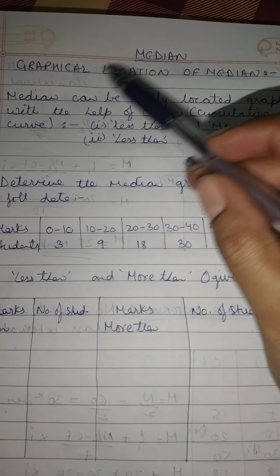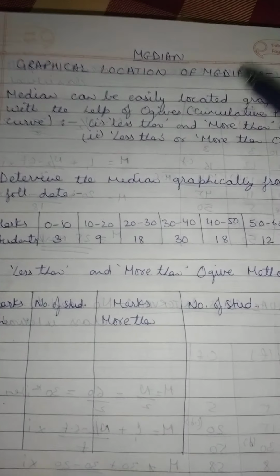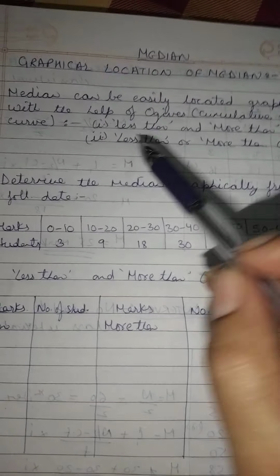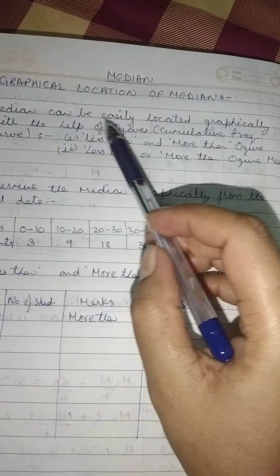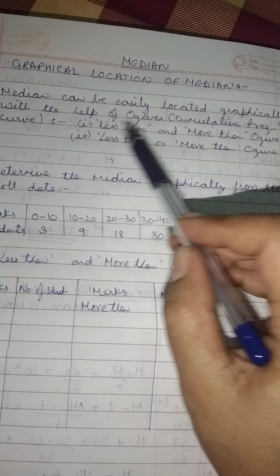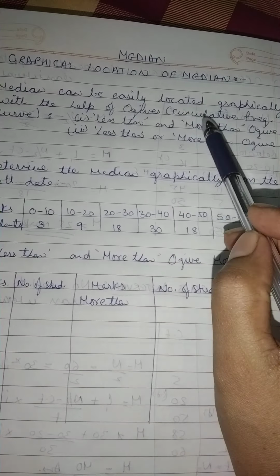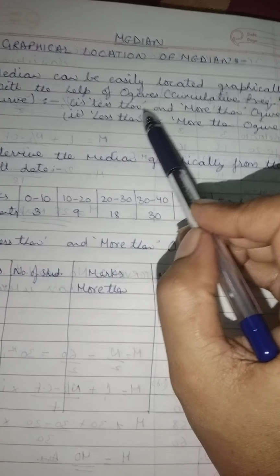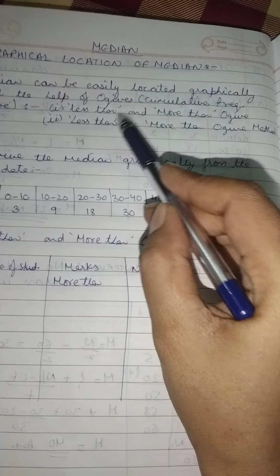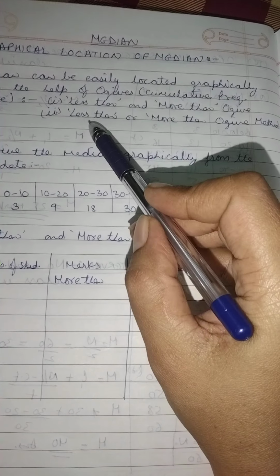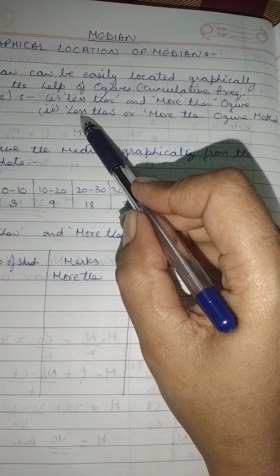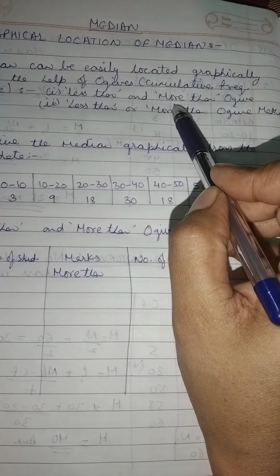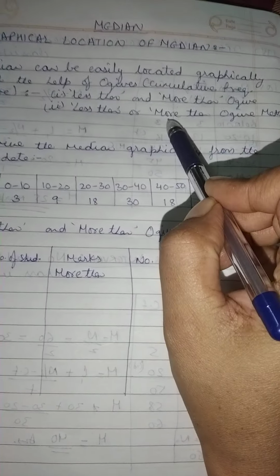We are doing median, graphical location of median. Now we will try to locate median. Median can be easily located graphically with the help of ogives, that is cumulative frequency. It can be located with the help of less than and more than ogive together, or another method is less than or more than ogive separately. Together it can be done and separately also it can be done.